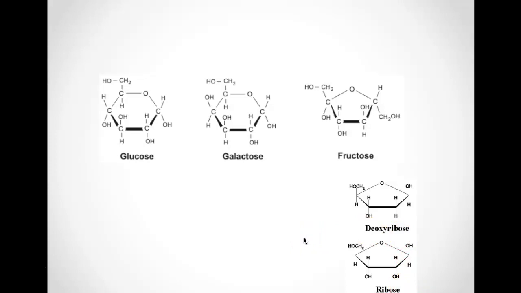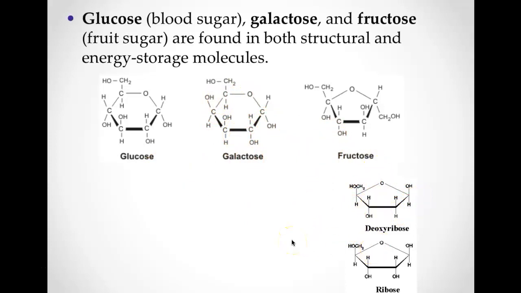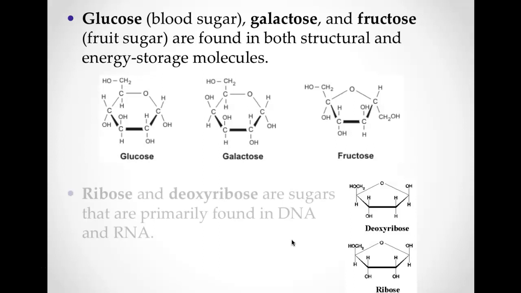So as you can see, the carbon, hydrogen, oxygen are in a 1 to 2 to 1 ratio, and they form rings, either hexagons or pentagons. And then these are some of our monosaccharide examples, meaning that they're just one ring. Okay? And so glucose is what's going to be found in your blood sugar. Galactose helps make up lactose, which is found in milk. Fructose is found in fruit. And they're all for structural and energy storage.